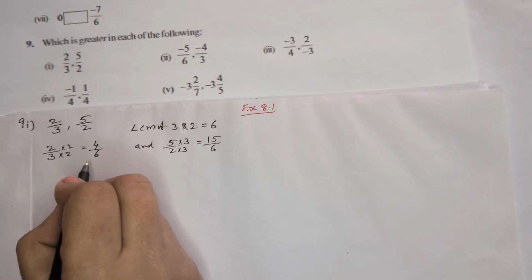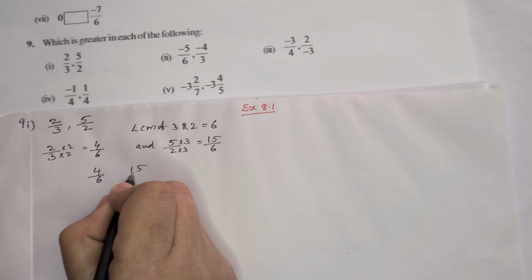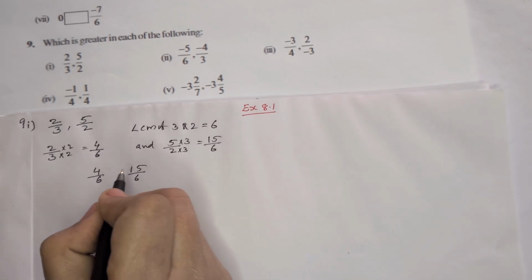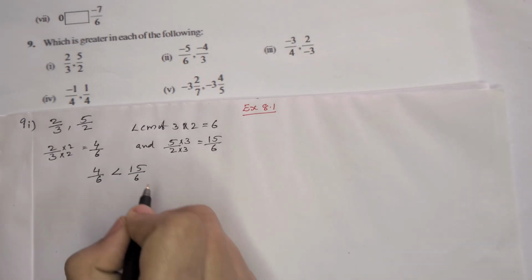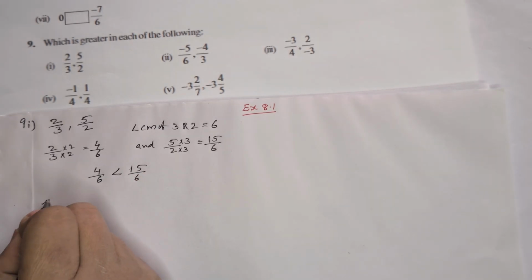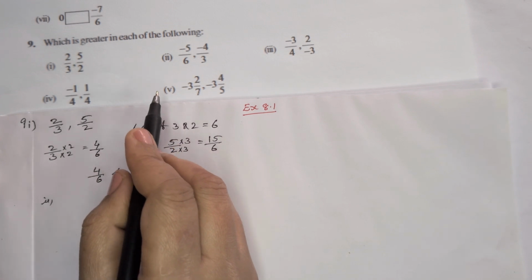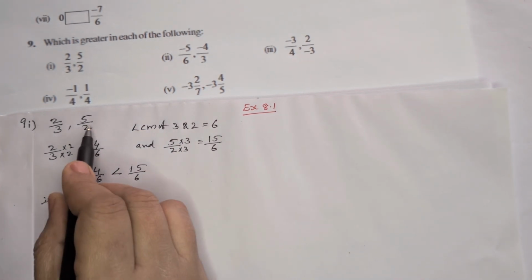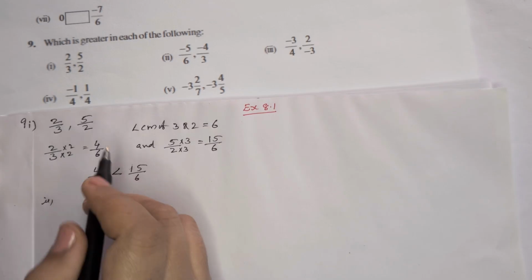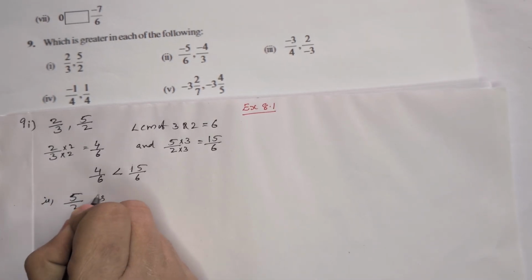Now when we are comparing 4 by 6 and 15 by 6, we know that 15 is greater than 4. So 4 by 6 is less than 15 by 6. That means this number is greater. Here the question is which is greater? So we can write 15 by 6 is greater when we are comparing, which means 5 by 2 is greater. That is, 5 by 2 is greater.